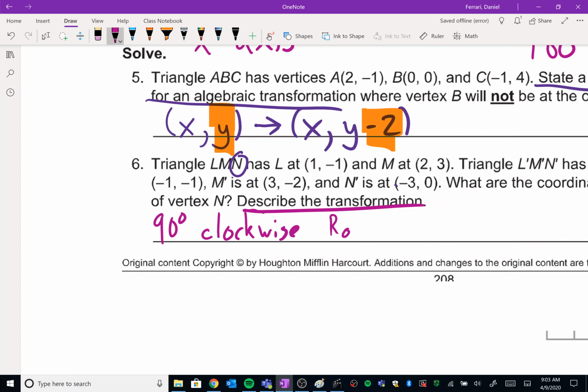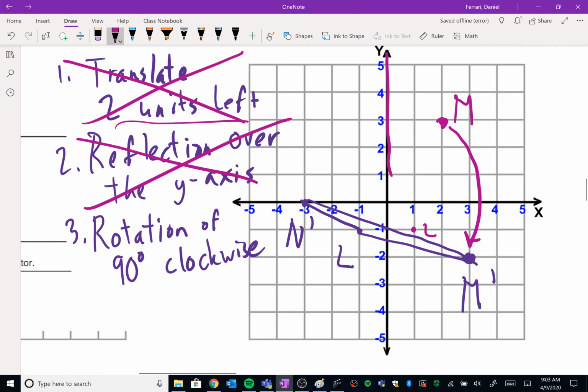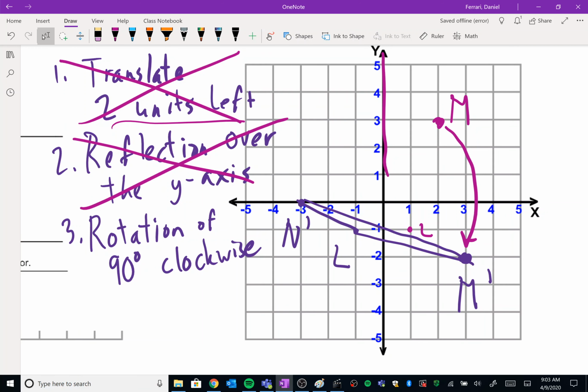Now it's just a matter of figuring out where N was. Again, I'm working backwards, going from the prime back to the original. Essentially I'm reversing that rotation of 90 degrees clockwise by making a 90-degree counterclockwise turn. So that would mean that N prime, take your paper, rotate it 90 degrees counterclockwise now, and you'll see that it will rotate to 0, -3. So that means that must have been my N.